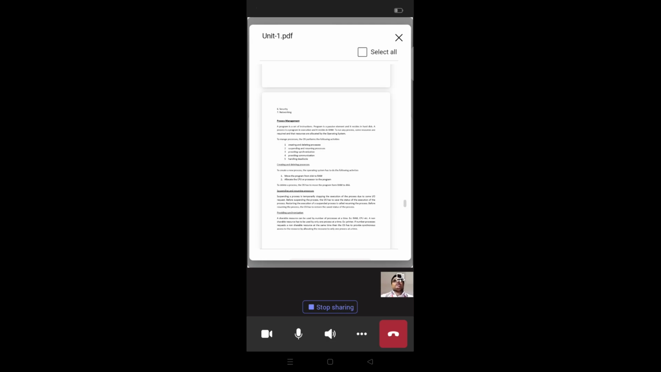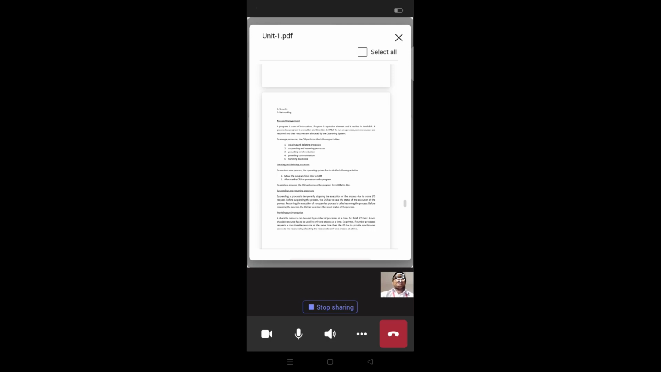First, process management. First, we discuss what is a program. A program is a set of instructions. A program is a passive element and it resides in the hard disk. A process is a program in execution and it resides in RAM. To run any process, some resources are required and the resources are allocated by the operating system.